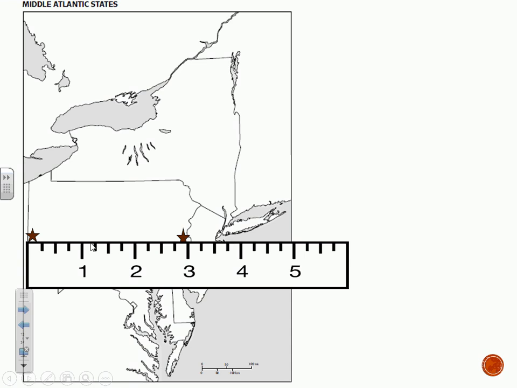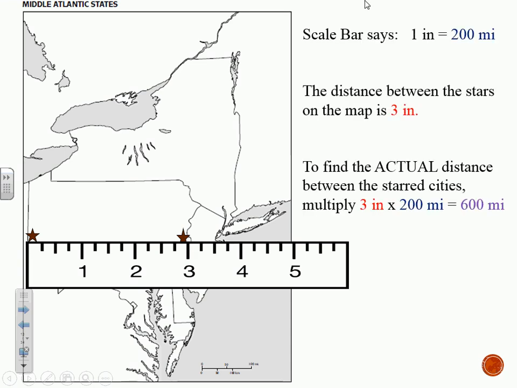So the scale bar says 1 inch equals 200 miles. The distance between the stars is 3 inches. So we took 3 inches, the distance between, multiplied by 200 miles, the number of miles in 1 inch. And the distance is 600 miles.